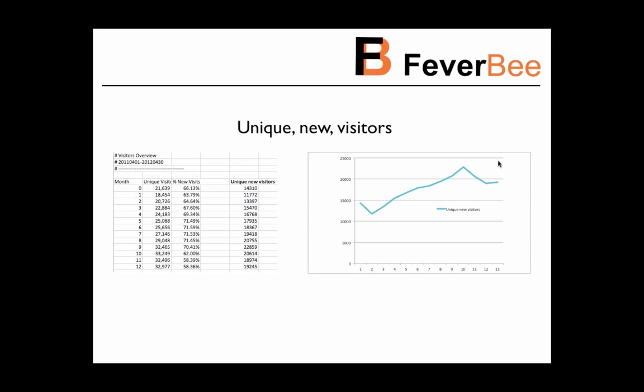So we get the number of unique visitors per month, and you can get this data from Google Analytics. We multiply it by the percentage of them which are new visits, and we end up with the number of unique new visitors in that community.